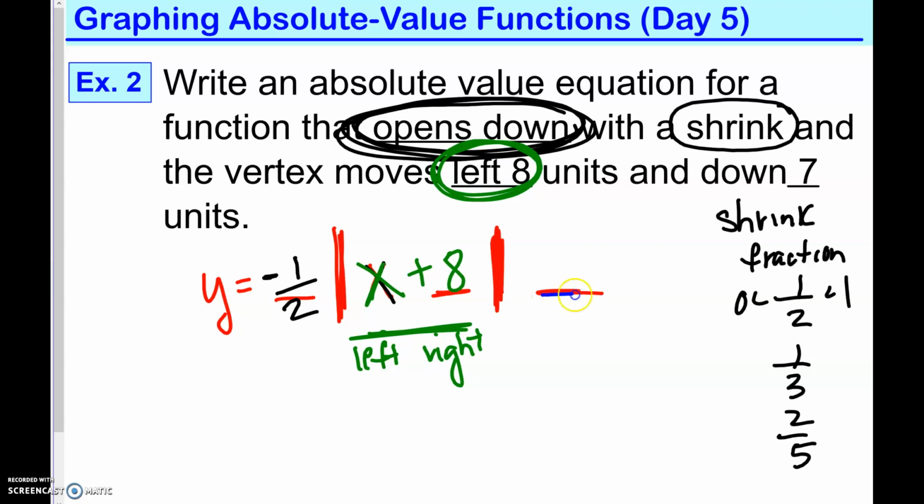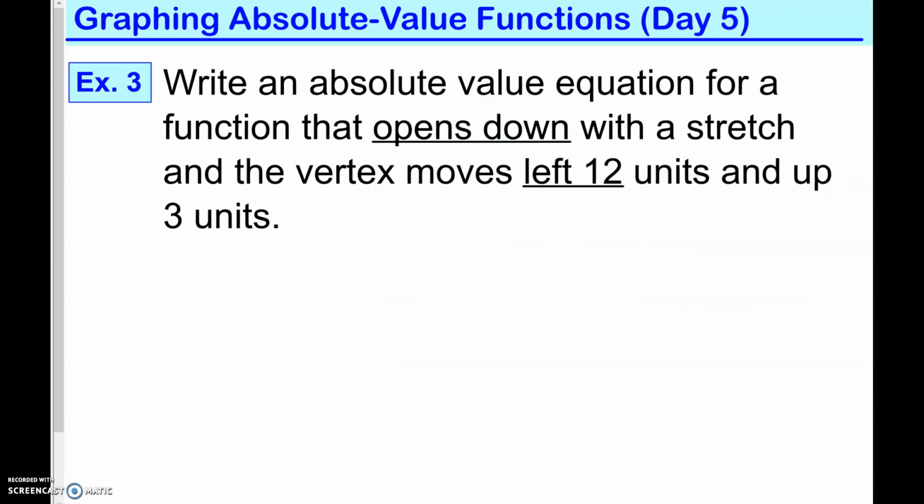All right, and out here, this is the y value, which goes this way. So I'm talking about either up or down. So in here, it says down 7 units, so I'm going to put in a negative 7. So there's our equation. All right, next sample problem.